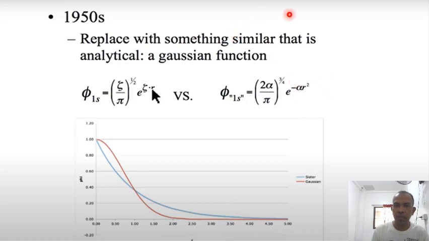Sort of to keep things distinct, but there's a graphical picture of what that looks like. If blue is the Slater function, you see this exponential decay. The red line is the Gaussian function.